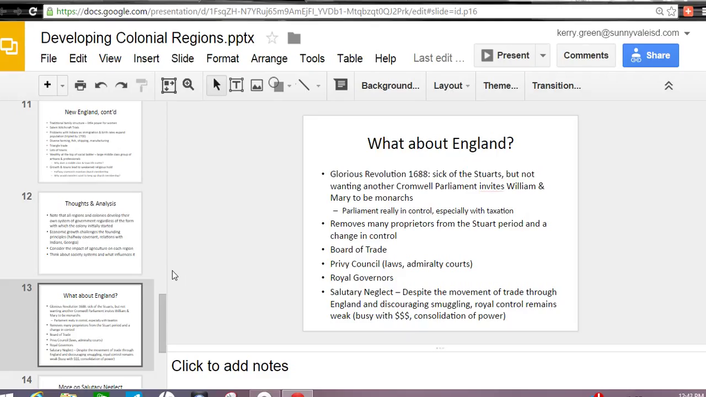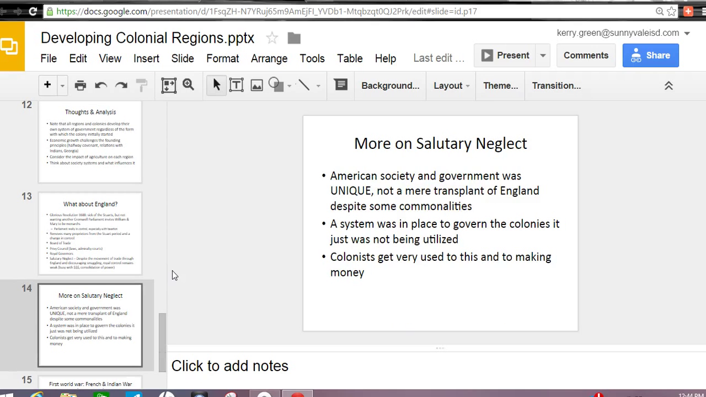But unfortunately, they get distracted, and so they don't ever pay a whole lot of attention. And what this does is this allows for the colonies to have a lot of freedom to do what they want. Essentially, the colonies are able to smuggle and ship with France and with islands in the Caribbean, regardless of what European power they belong to.